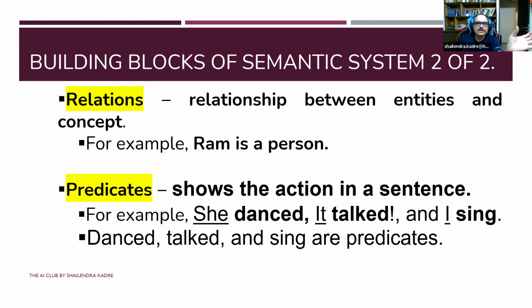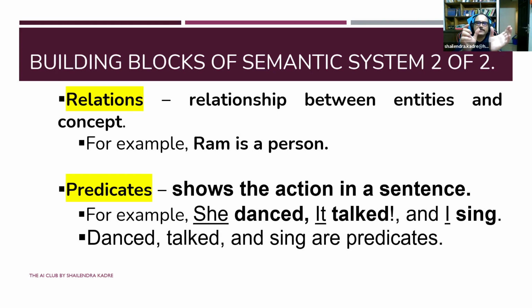Like someone lives in Chhindwara. So someone lives in Chhindwara means this relationship between entities is called relations. So Rama is a person. Rama can be Lord Rama and Rama can be a person. Rama is a very prominent god for Hindus living in India.